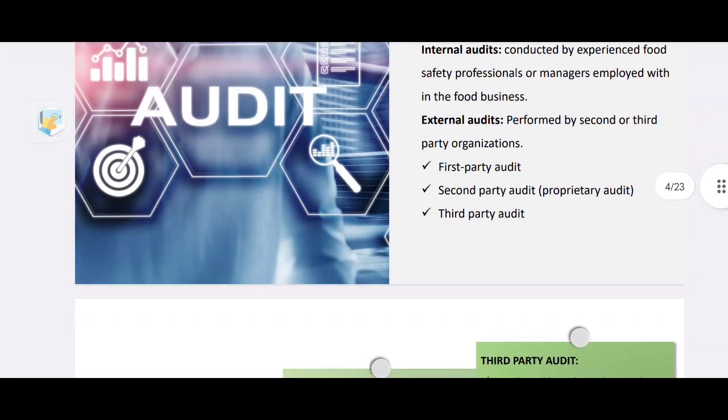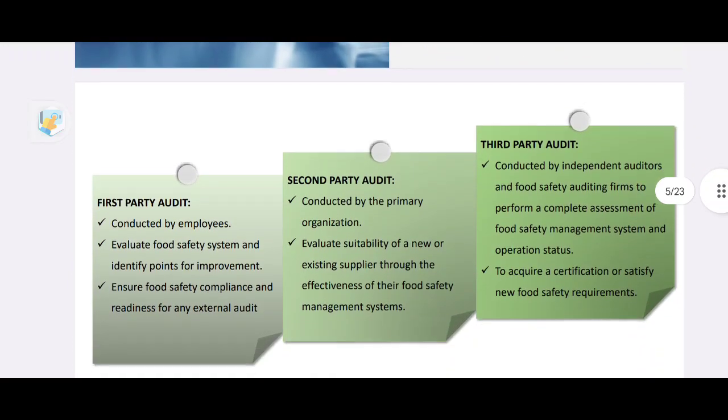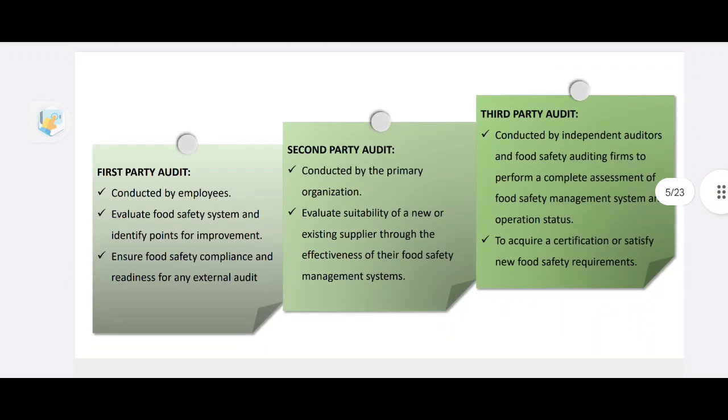Let's discuss the first party audit, second party audit and third party audit one by one. First of all, the first party audit. This is conducted by employees. It evaluates the food safety system, identifies points for improvement, and ensures food safety compliance and readiness for any external audit.